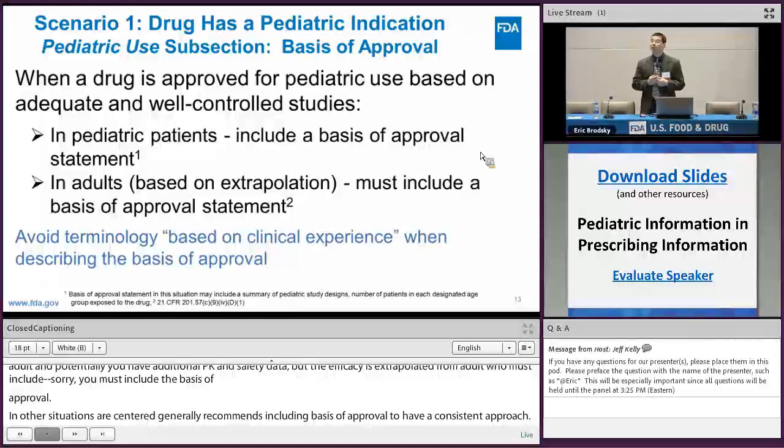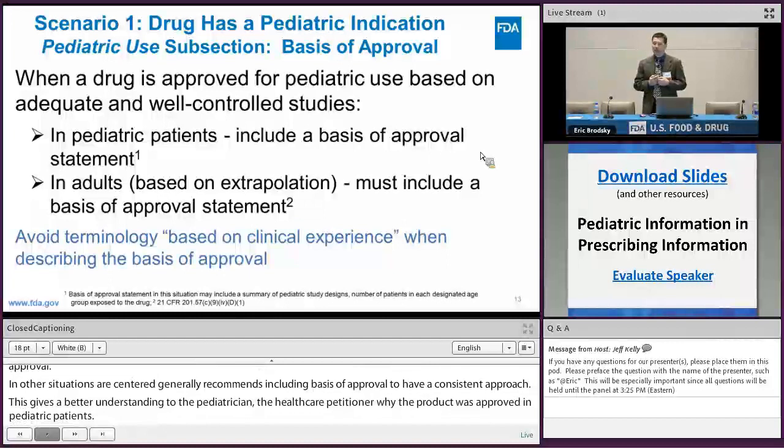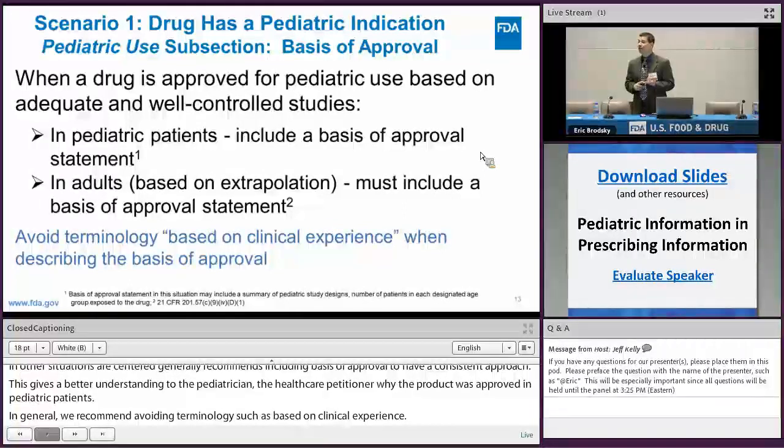In general, we recommend avoiding terminology such as based on clinical experience. So we don't recommend including the terminology based upon clinical experience as a basis of approval statement, partly because it's not totally clear, and partly because it may not meet our regulatory standard of approving a product in pediatric patients.